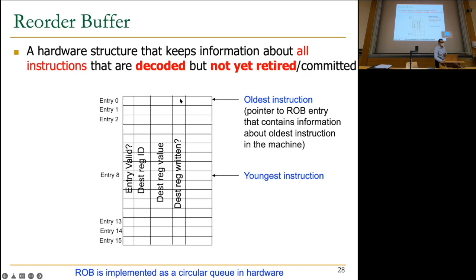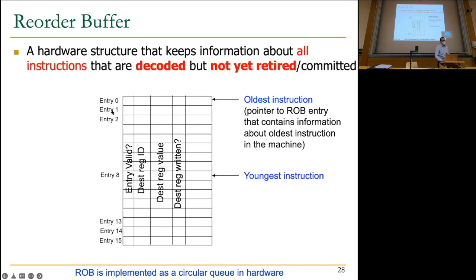If this bit is 0 over here, that means that this value is not ready yet. The instruction didn't finish execution yet. This basically tells you whether this value is ready or not, available or not in the reorder buffer. Right? These are the 4 major important parts of a reorder buffer entry that we're going to use.